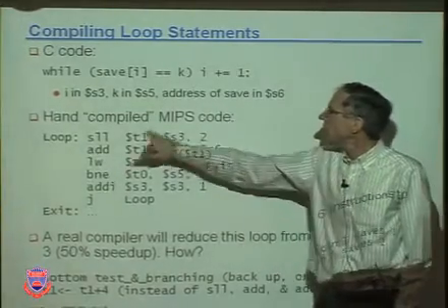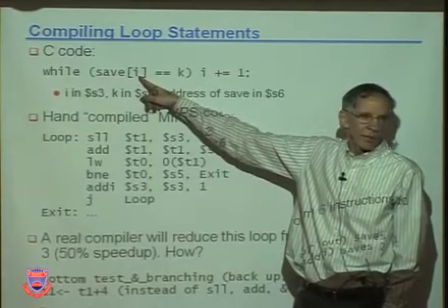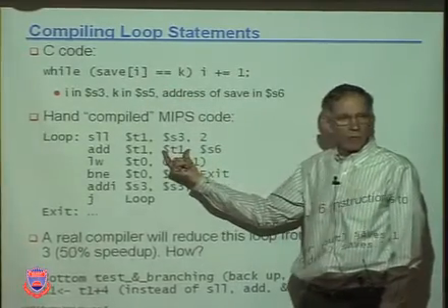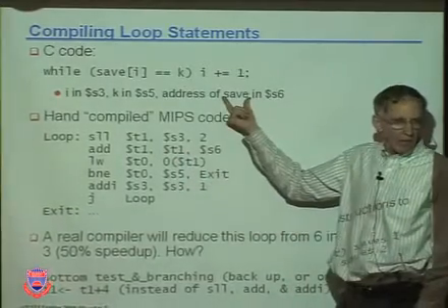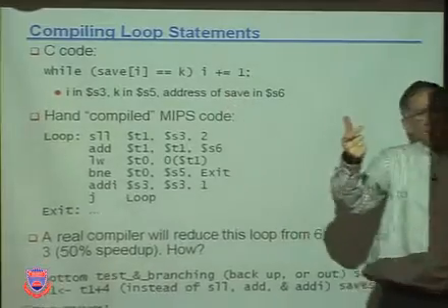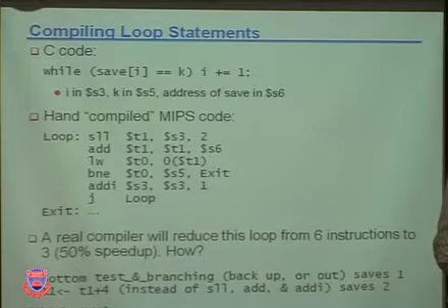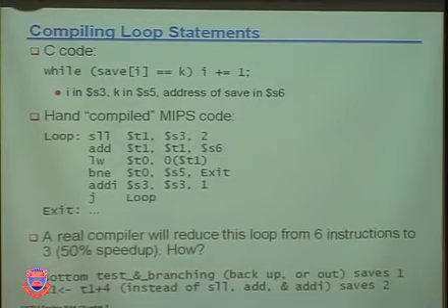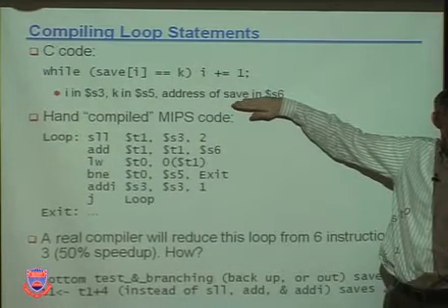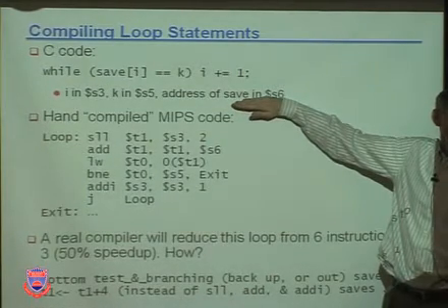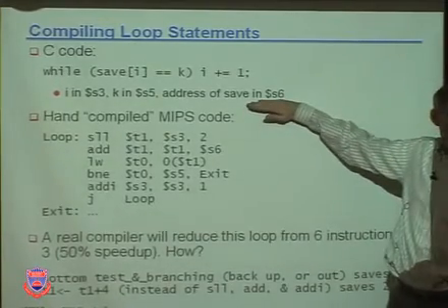T1 contains i times 4. So if i is 3, it's going to contain 12. Okay. So we're going to add 12 bytes to the address of the beginning of the data structure. So the beginning address plus 12 gives me structure member number 3. There's save 3. If I want to get save 8, what should I add to the value of S6? 32. Yeah, exactly. If I want to get save 0, what should I add to the value of S6?